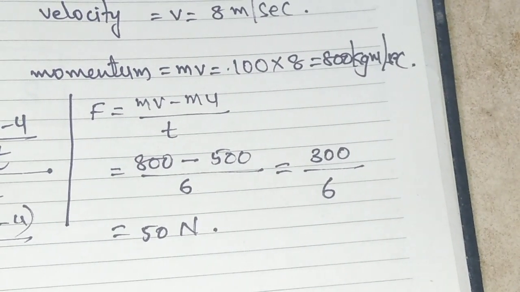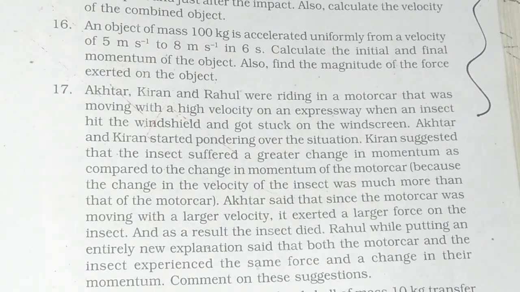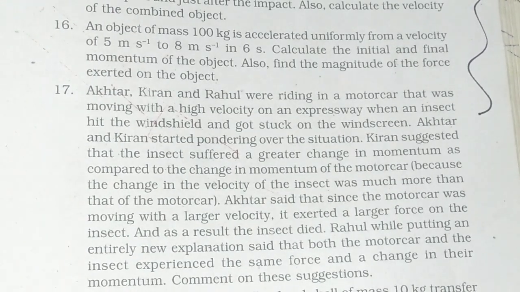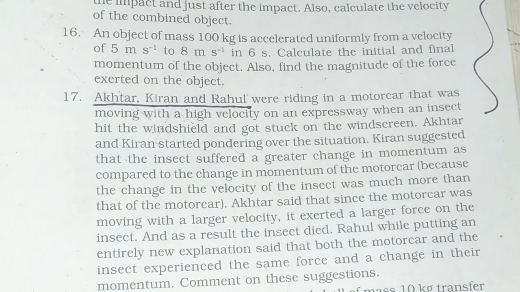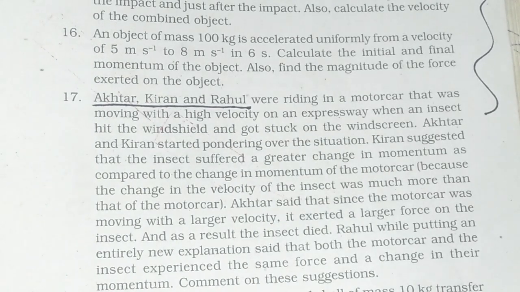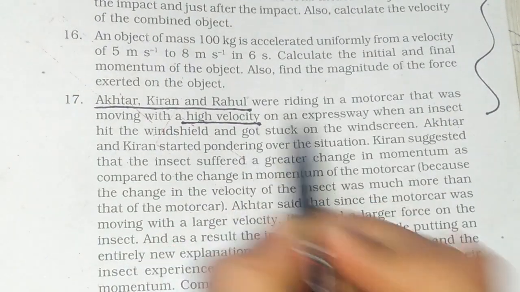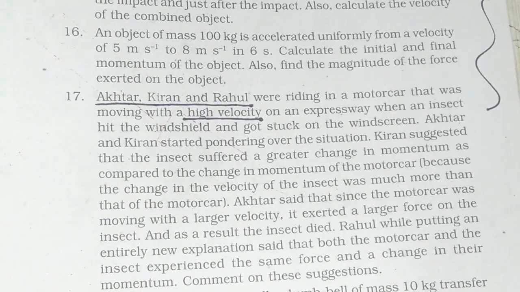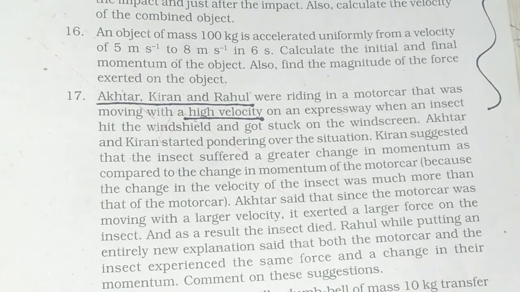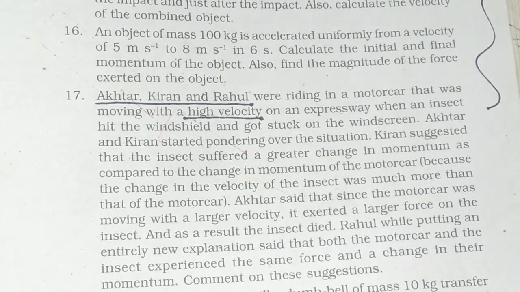Okay. Now, we will see the 17th question. Coming to the 17th question, children, I will not read the question, but instead I'll explain it. So here we have three persons, Akhtar, Kiran and Rahul. All the three were riding in a motor car which is having very high velocity on an expressway. Now what happened here? Some insect came and got stuck onto the windscreen. Then these three persons are giving their opinion about that. So what is their opinion? I will explain in the solution itself. So let us go for that.